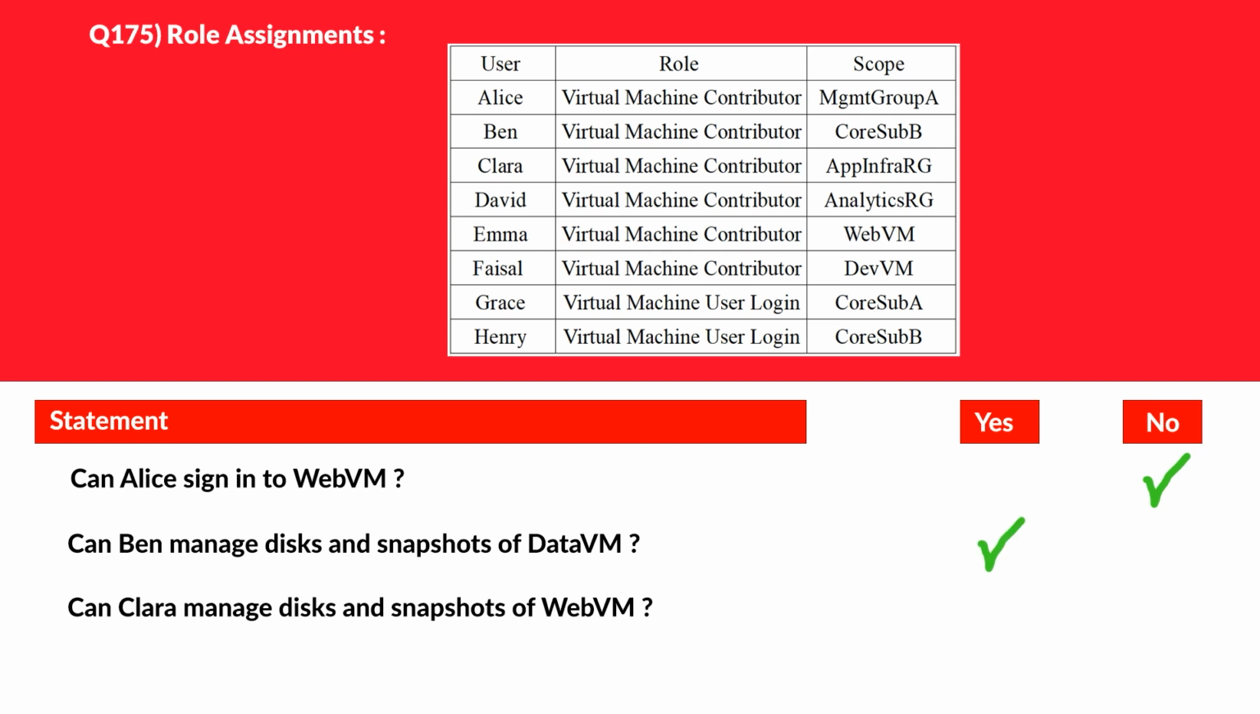Now let's move to statement 3. It says, can Clara manage disk and snapshot of web VM? Let's focus on Clara. So Clara can manage disk and snapshots of web VM, again because of her virtual machine contributor role, just like Ben, at app infra RG, which covers the virtual machines' resource group as well. Therefore the answer is yes. We'll log this as our final answers.